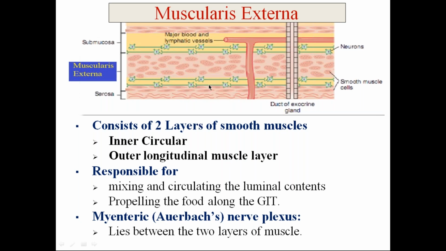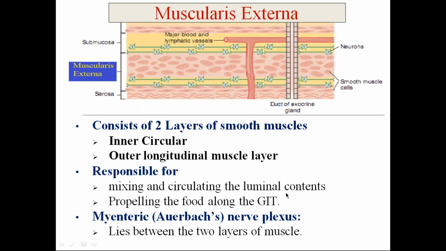In between the 2 muscle layers, you have the myenteric or the Auerbach's nerve plexus. So this again is a part of the enteric nervous system. I'll tell you about the enteric nervous system when I talk about the innervation, right? So this layer is responsible for mixing and circulating the luminal content.